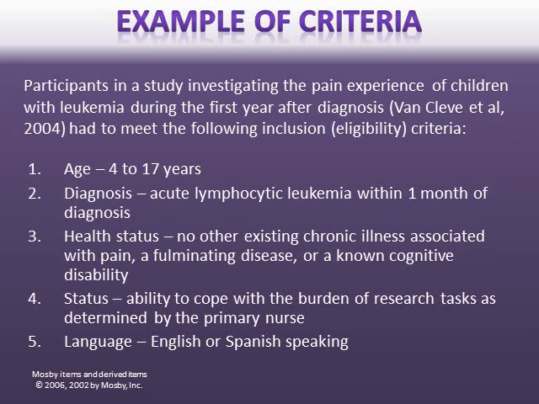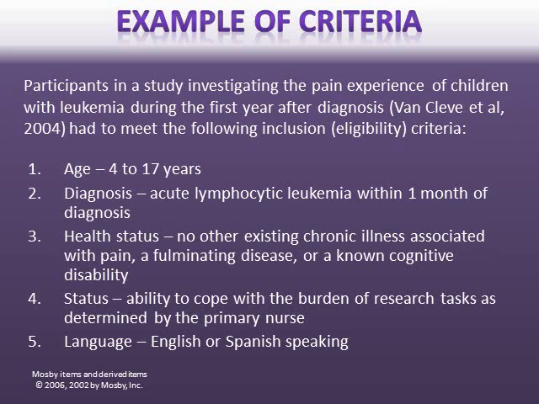So let's look at an example of criteria for a study. All right, so imagine that you're doing a study which looks at how children experience pain in the context of their treatment for leukemia during the first year after diagnosis. So if you're doing this, what would be reasonable criteria to include for that study? Well, first off, you might want to say something about the age. So who are you considering to be children in this context? You also might want to be clear about what your actual diagnosis is. So in this case, the researchers wanted it to be acute lymphocytic leukemia, where the participant has had a diagnosis within 1 month.